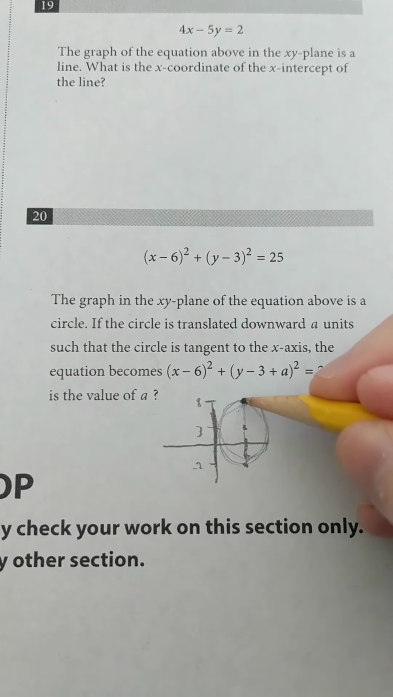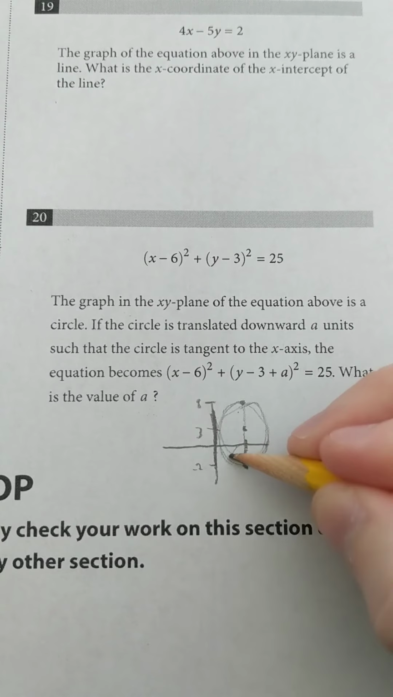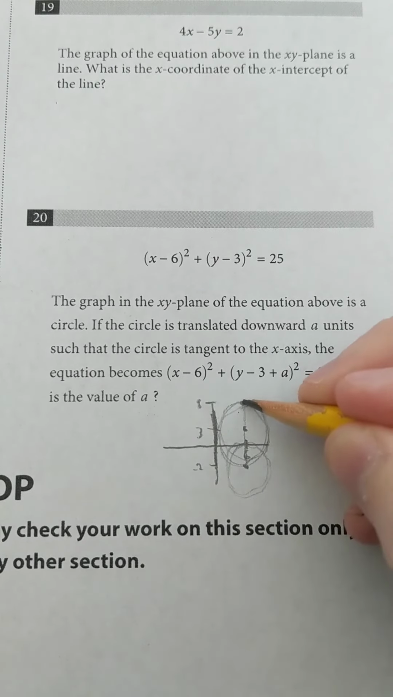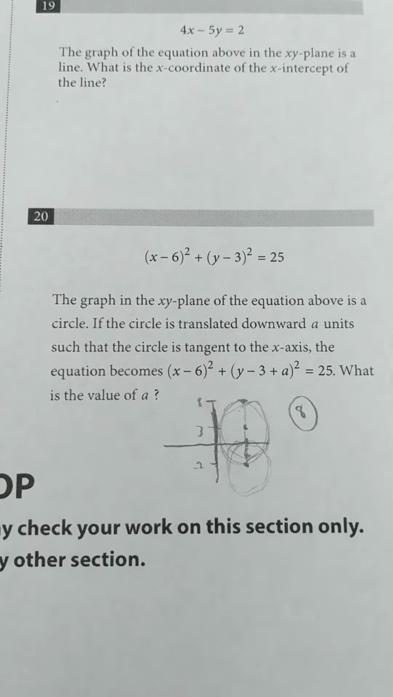I'm not really good at drawing this, but it looks something like that. And they say that you have to move it down so that it'll be tangent to the x-axis. So when you're done moving it down, it'll look something like that. Its top is at 8, so that means you're going to have to move it 8 down.